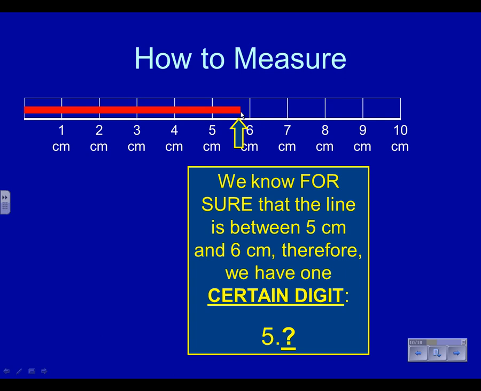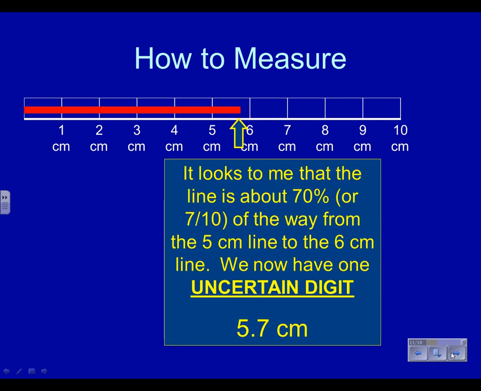That's where the next part of our measurement, our uncertain part, comes in. The uncertain part of our measurement is our best guess as to what the actual value is. To me, it looks like that line is about 70% of the way between the 5 and the 6. So I show that as 5.7 centimeters.